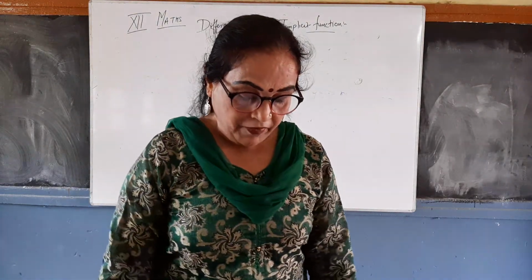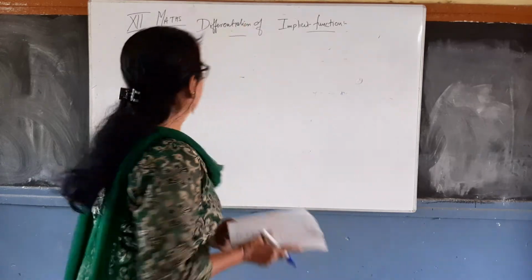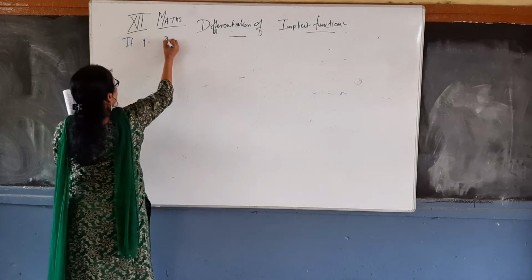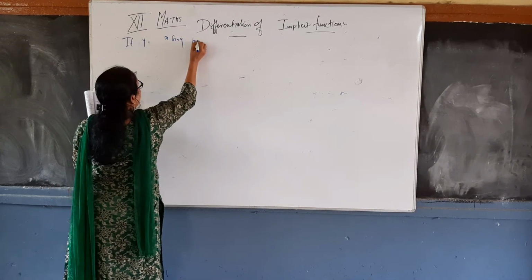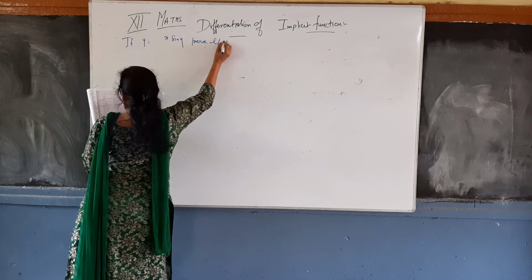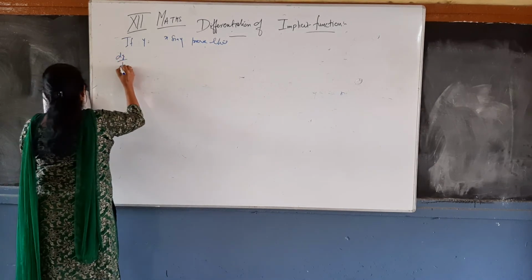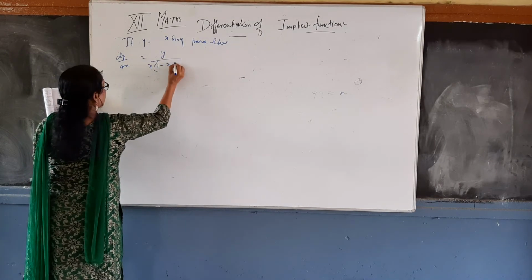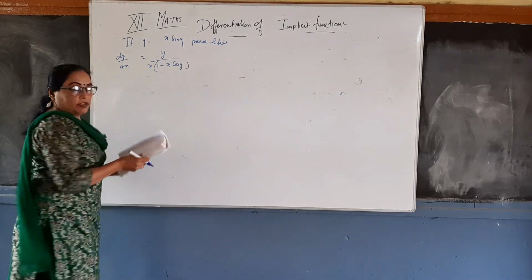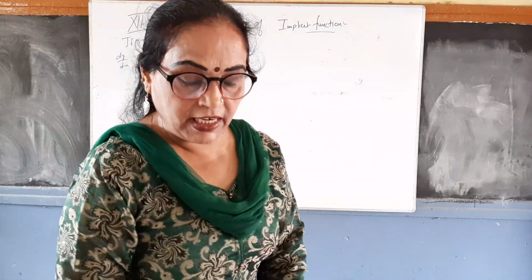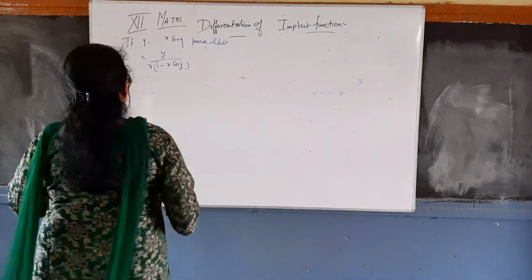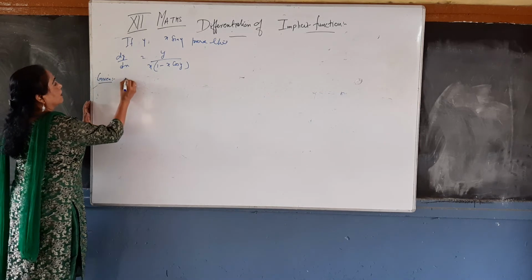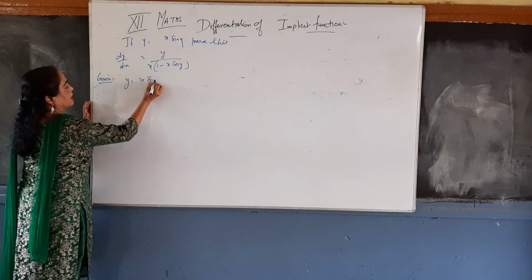Next is given, if y equal to x sin y, prove that dy by dx equal to y upon x times 1 minus x cos y. Now see what is given. Given is y equal to x sin y.